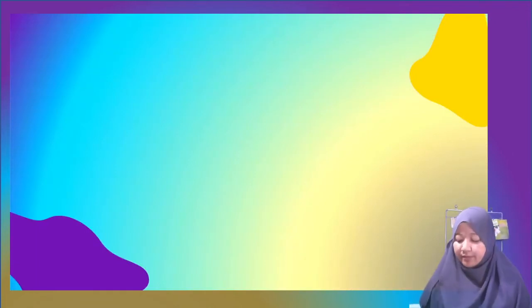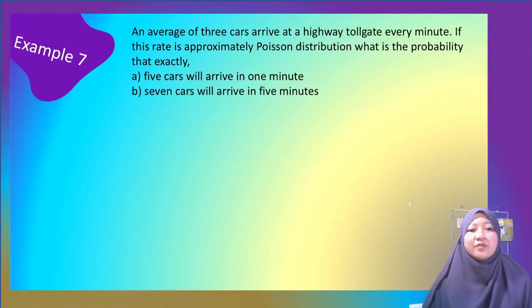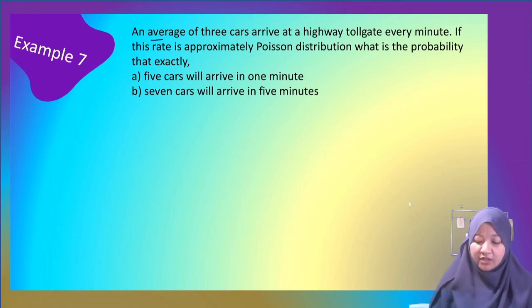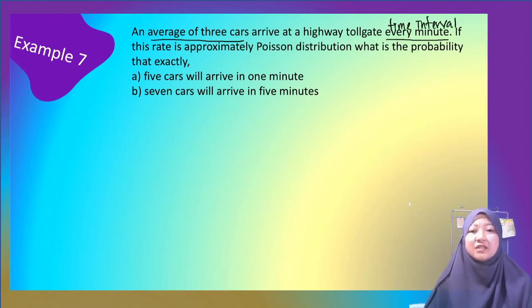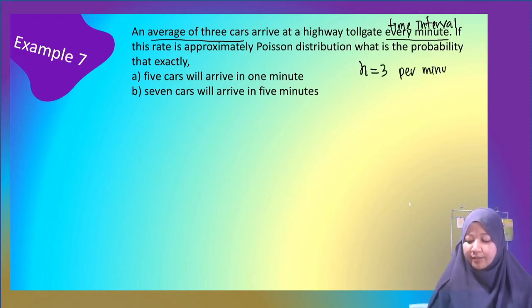Okay, next. The third one, use the Poisson distribution to solve related problems. Kita masuk kepada menyelesaikan masalah menggunakan Poisson distribution. Okay, look for example 7. An average of 3 cars arrive at a highway toll gate every minute. Okay, they mention dekat situ average 3 cars in every minute. So this one is time interval. So kita kena tahu average yang dia bagi tu untuk berapa masa. So this one lambda given this lambda 3 per minute.